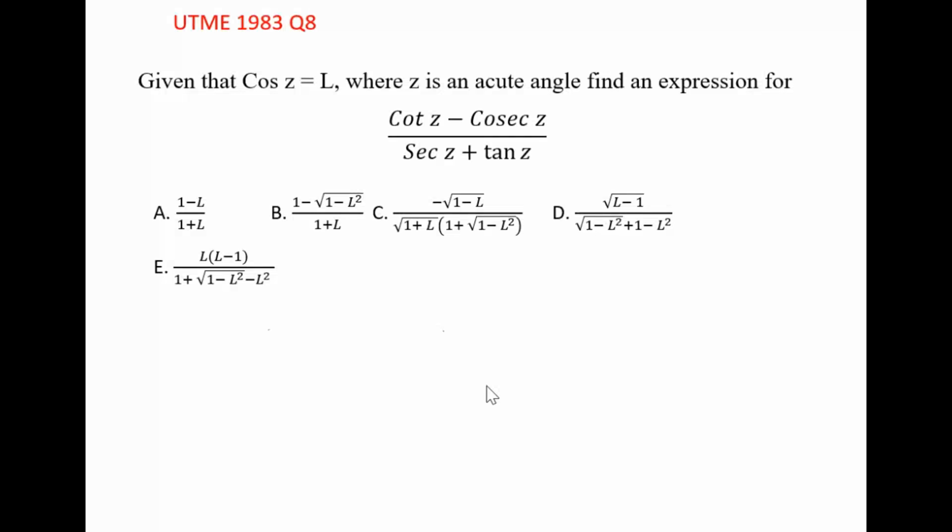In this maths edition of Science Learning Academy, we shall be solving a UTME question involving simplification. The question says, given that cos z is equal to L, where z is an acute angle, find an expression for cot z minus cosec z all over sec z plus tan z.